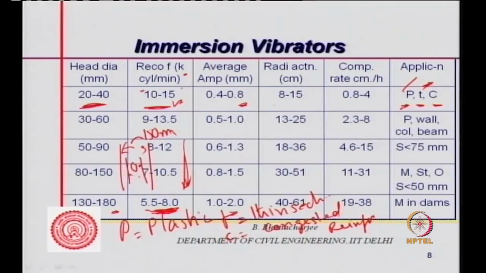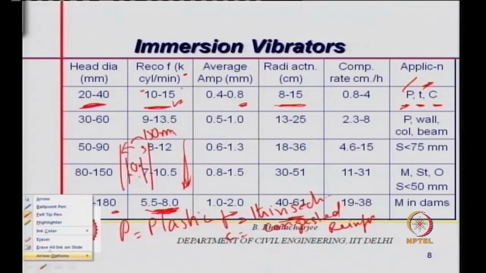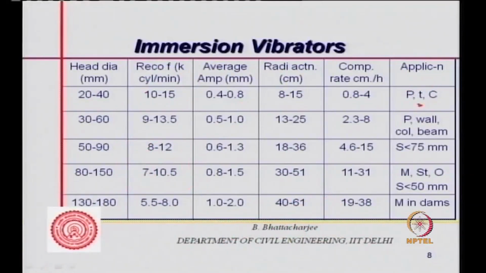So the radius of action is 8 to 15 centimeter. In this one, the radius of action is much more. So where you have a thin section, plastic concrete, congested reinforcement, you might use this. While this might be used in mass concrete, you can see its radius of operation is quite high, and compaction rate is also fairly high. So where you have large mass concrete, of course you want to vibrate it, then you might use it in a massive section. You want to use this, for example, in a dam. M stands for massive concrete, so mass concrete in dams you will be using.